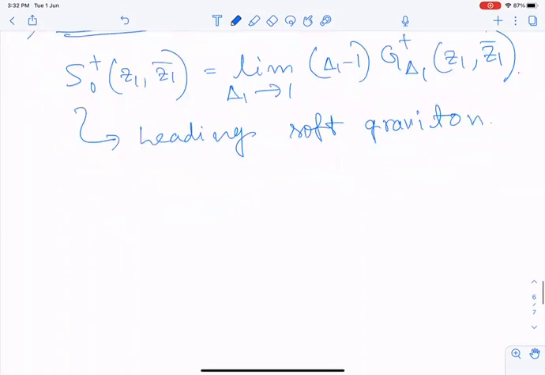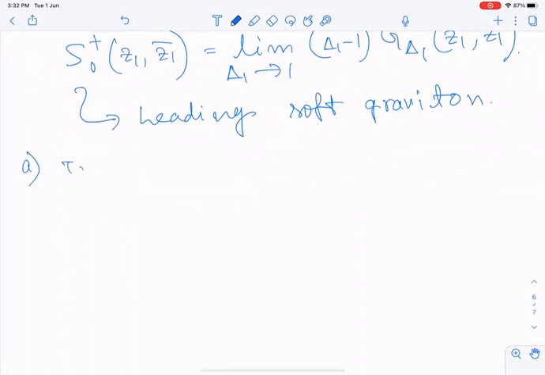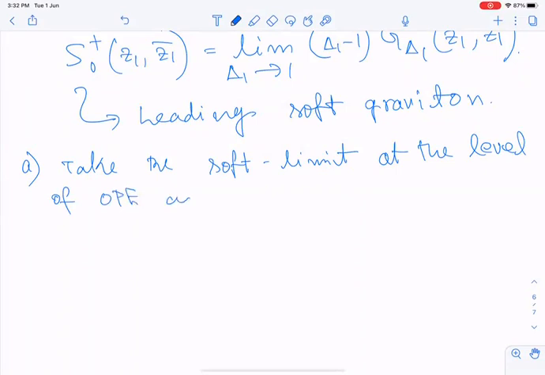Okay, so now what we do is first take the soft limit at the level of OPE and just match it with the known answer. I have discussed how the OPE of this soft graviton with a primary, say phi epsilon h h bar z z bar, looks like. So it has to match with that known result.